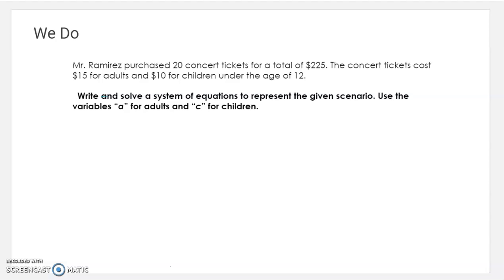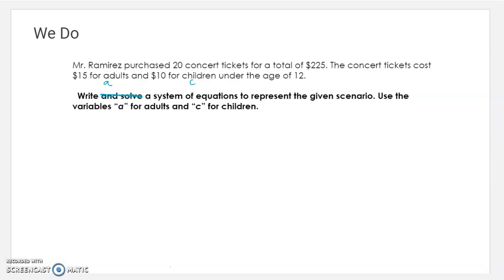So again, today we're not going to solve. We're just going to write the system of equations. Today we'll solve it another day. Here's what I can do with this. So the first thing I'm trying to do is decide on my variables. That's there. So we're going to do adults. We're going to call, I guess, A in this situation. And however many child tickets are called C.